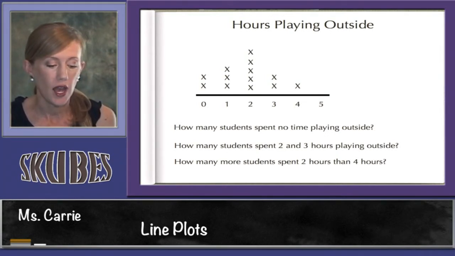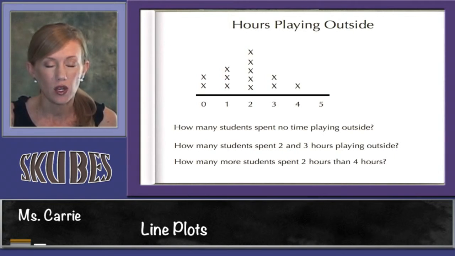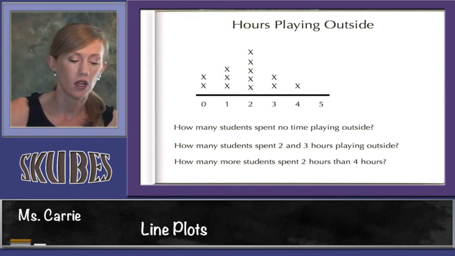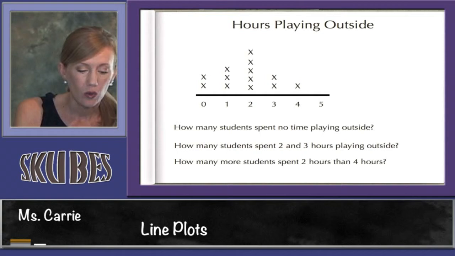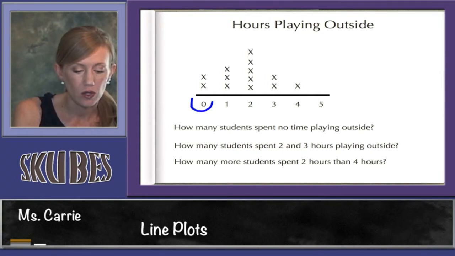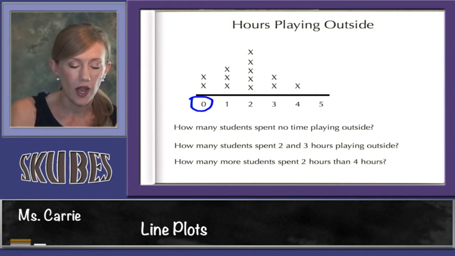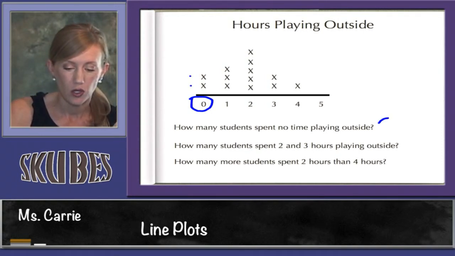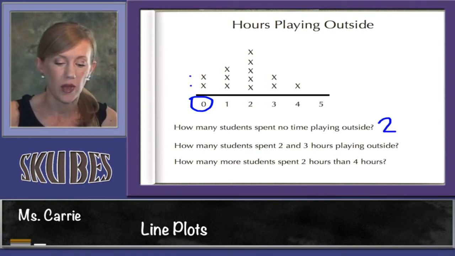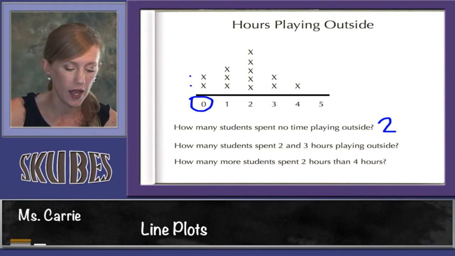The first question asks, how many students spent no time playing outside? Well, no time would be 0 hours. Let's count up our X's. We have 1, 2. So 2 students spent no time playing outside.